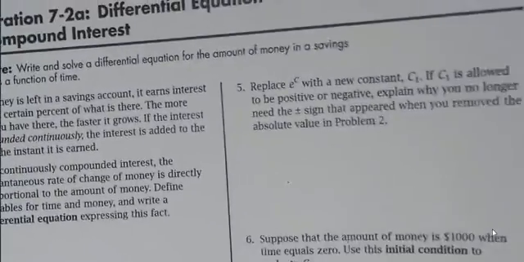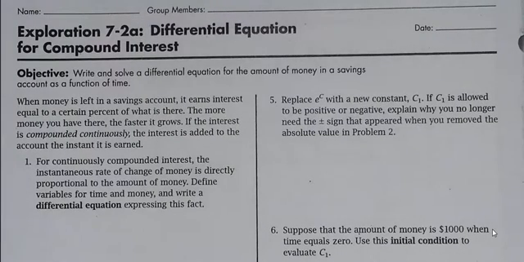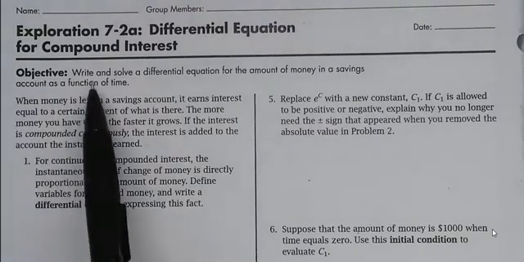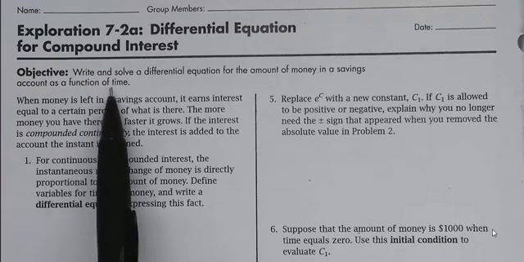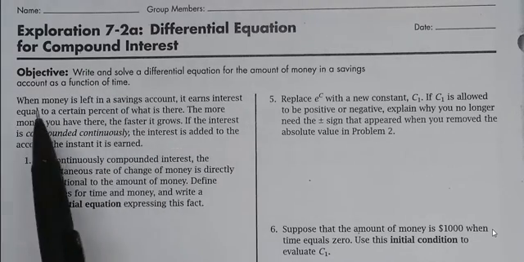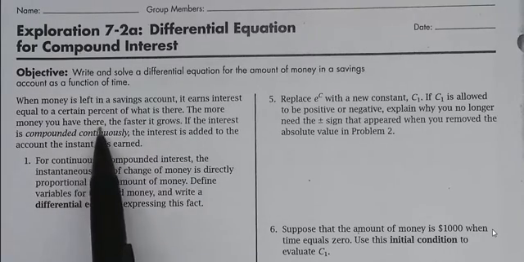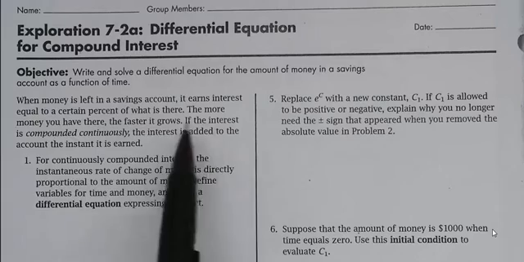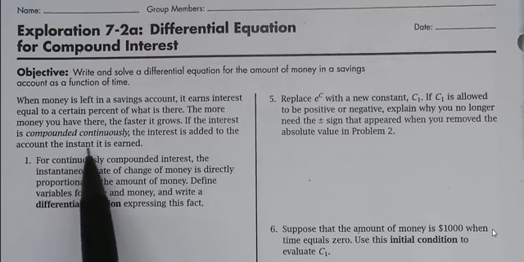So we're going to use this to work on the exploration that I handed out to you in class, okay? So our objective is to write and solve a differential equation for the amount of money in a savings account as a function of time. When the money is left in a savings account, it earns interest equal to a certain percent of what is there. The more money you have there, the faster it grows. If the interest is compounded continuously, the interest is added to the account the instant it is earned.